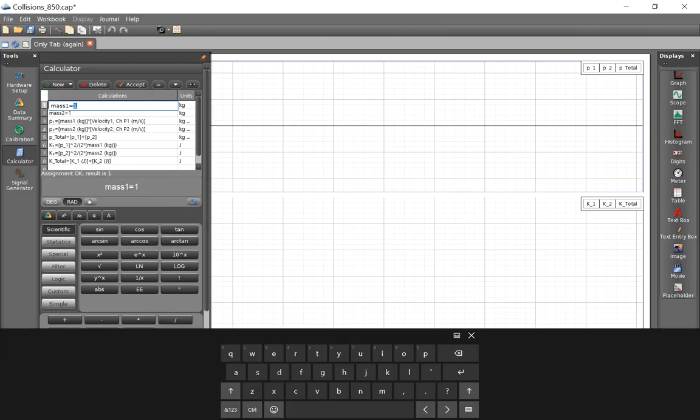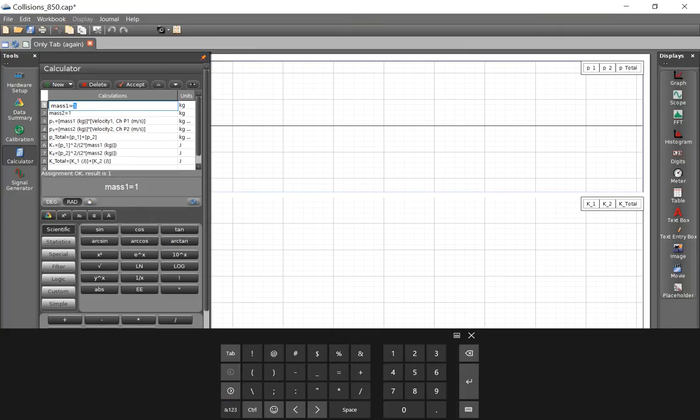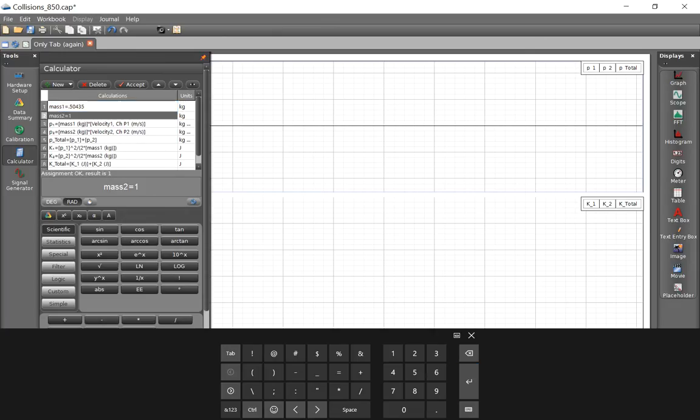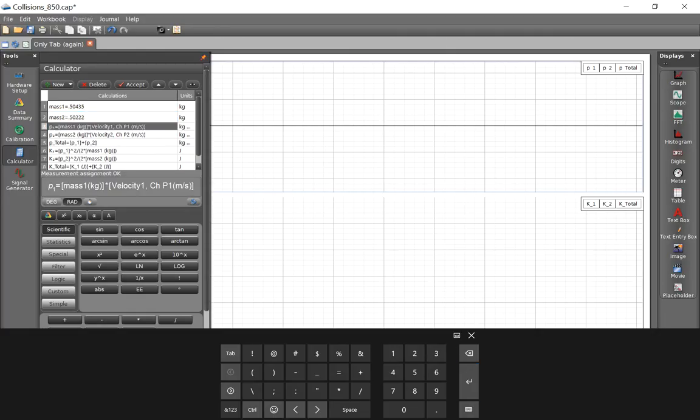And so notice the units are kilograms. Your carts are nominally 500 grams, half a kilogram. So I'm going to put in 0.5, and let's say mine was 0.50435. So there's my mass in kilograms. Make sure I hit enter. Mass 2, let's say this one was 0.50222. So I put the masses in. Please don't mess with the other equations or you'll mess up your entire experiment. Right? That's not the goal.